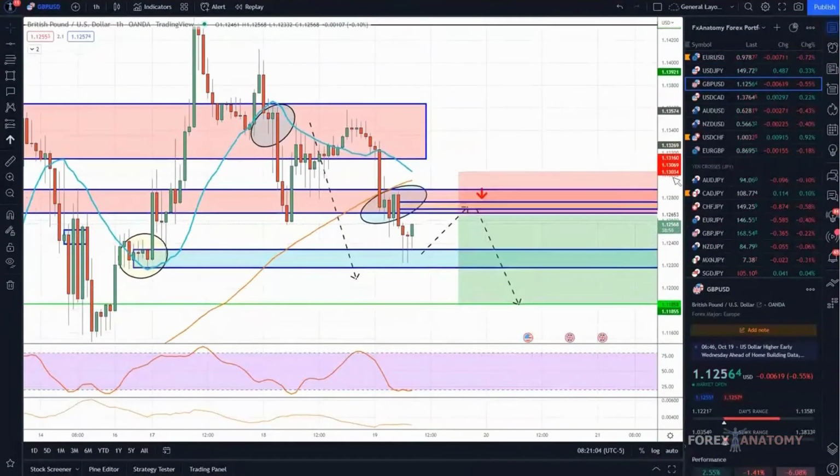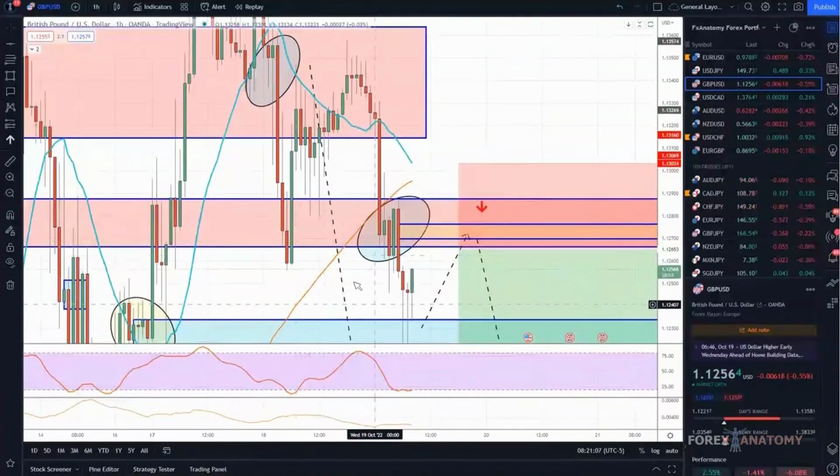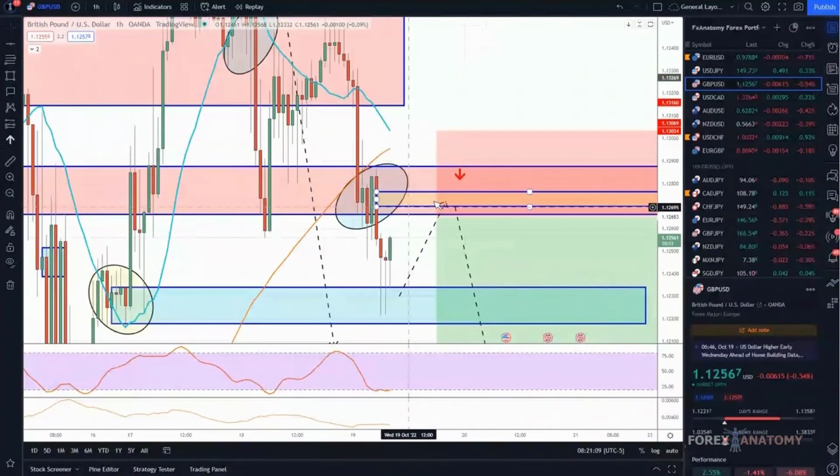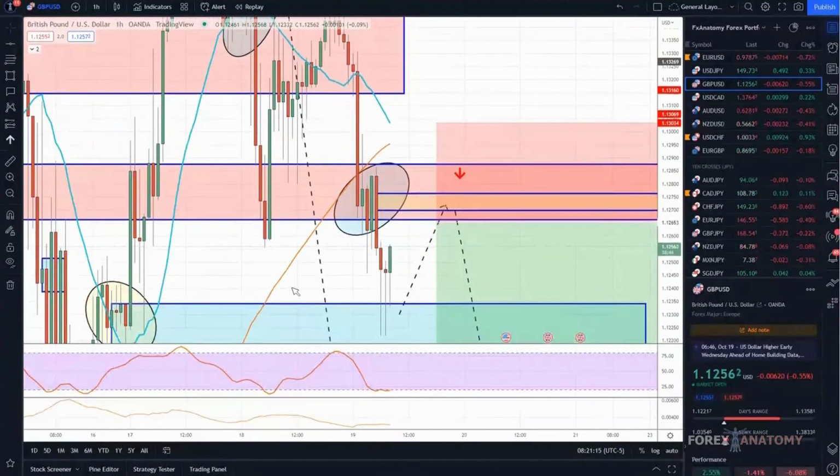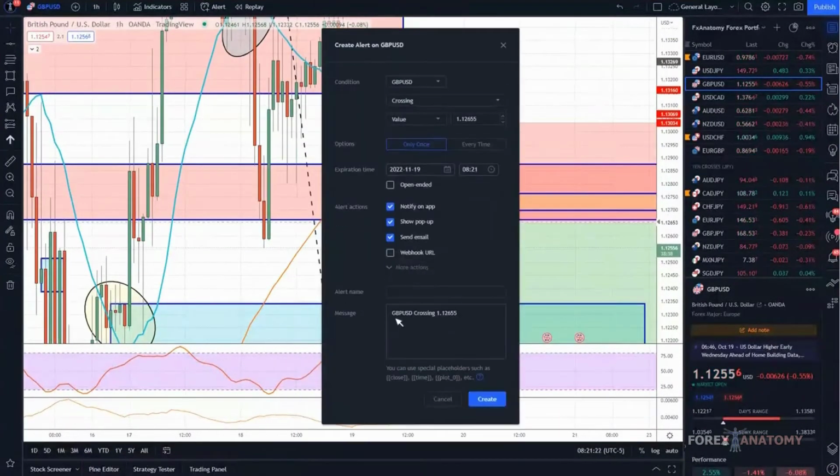Okay, so right here we're at pound USD. Pound USD is almost at this zone or at this level that we're anticipating anyways. So let me do this right quick. Let me just add this alert right here. Add alert.